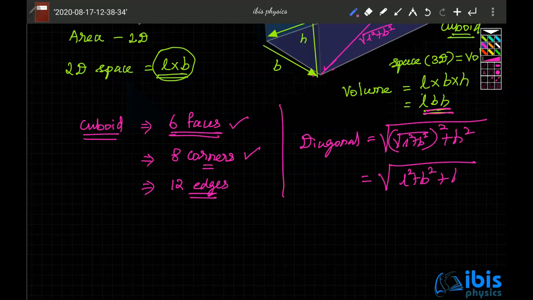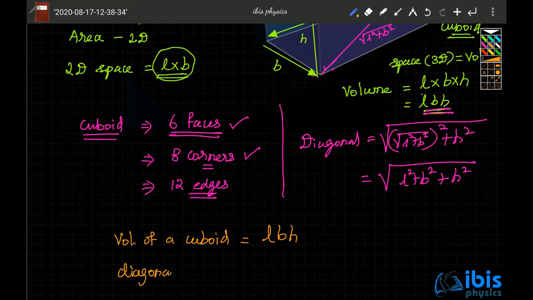Next to that is H square. So the thing is, remember again, I don't mind repeating it. So one is volume of a cuboid. Volume of a cuboid is L into B into H, and diagonal of a cuboid is root over L square plus B square plus H square.